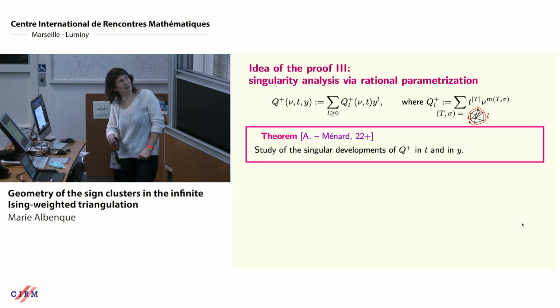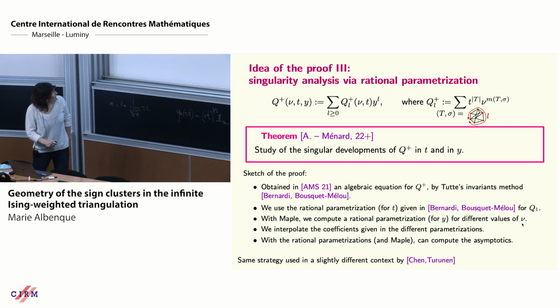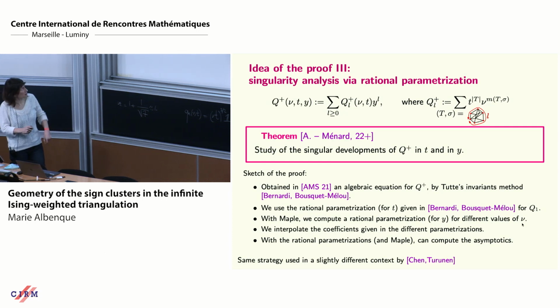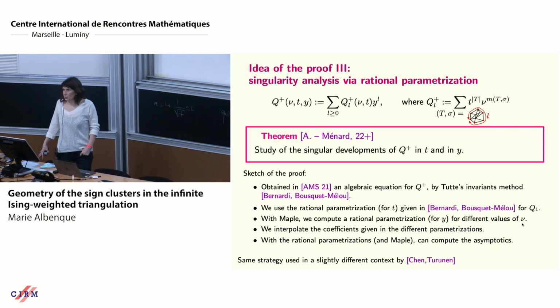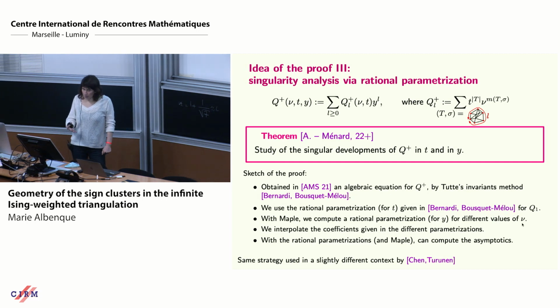The idea is to really study to have a full understanding of this Q plus. So how did we do that? It relied on the previous paper with Schaeffer, where we obtained an algebraic equation for Q plus. And in the paper by Bernardi and Bousquet-Mélou, there was a rational parameterization for Q1, so only for a boundary of length 1.